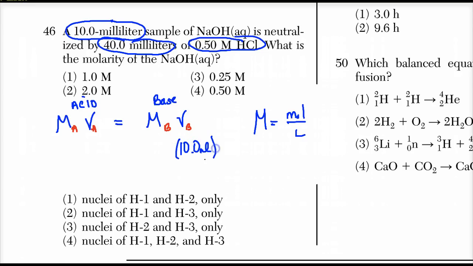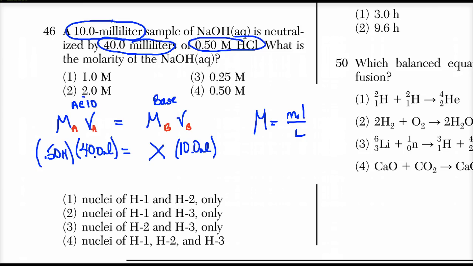And we have 40 milliliters of the acid. The dot there. And we have a 0.5 molar concentration. That's your molarity. What's the concentration? Now if you notice, I put in the 3 variables, and there's one left over.